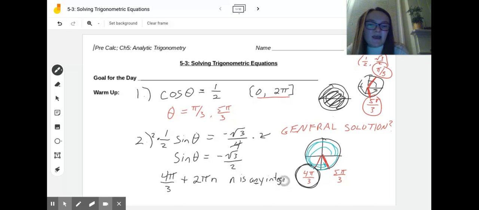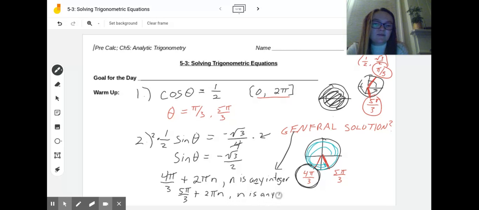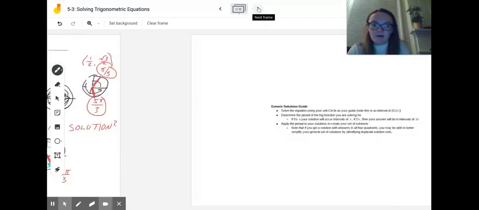So if I add 4 pi over 3 plus any iteration of 2 pi, positive or negative, that is going to be what's called my general solution. And we'll write that for the other one too. The other one is going to be 5 pi over 3 plus 2 pi n. And once again, n is any integer. And if you need a quick refresher, an integer is like a whole number. It could be negative, it could be positive, it could be -1, -10, or 15. It's just not a decimal, okay? All right, let's move on to our next question.